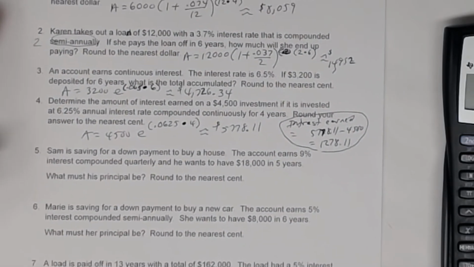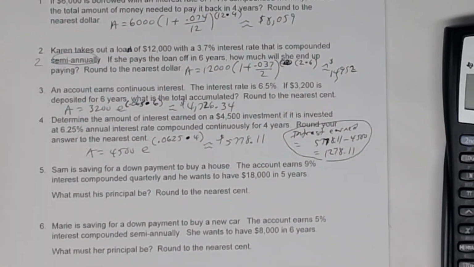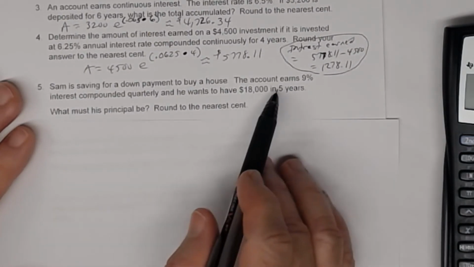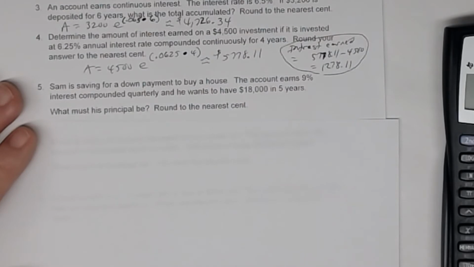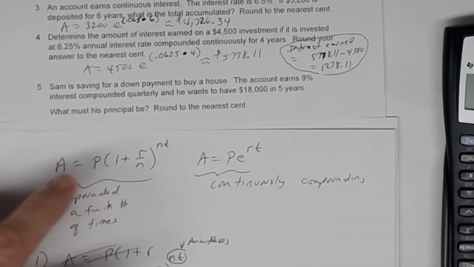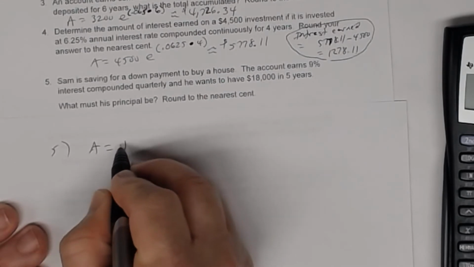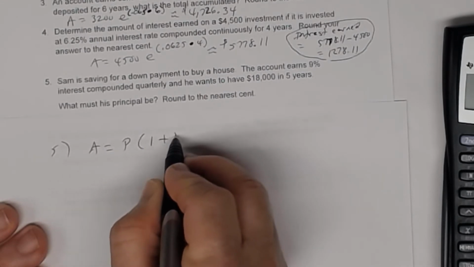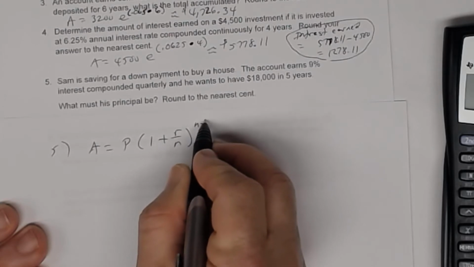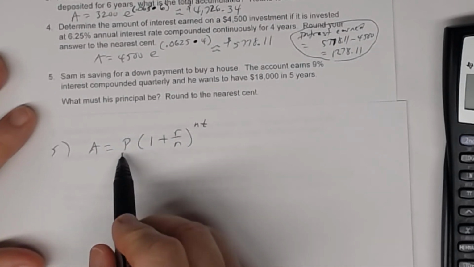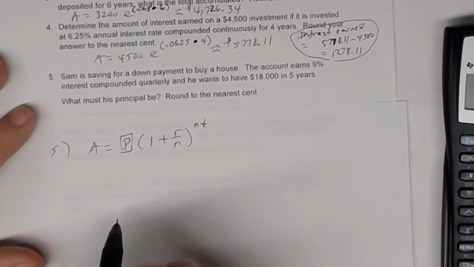So this time the setup's a little bit different than the others in this aspect. Since it's being compounded quarterly, I still have to use this formula right here. So let me go ahead and write that out. So this is number 5. I'm going to use this formula, A equals P times 1 plus R over N raised to the NT power, right? But this time I want to find the principal. So this is what I'm looking for right here. So I have to solve for P at some point, okay?